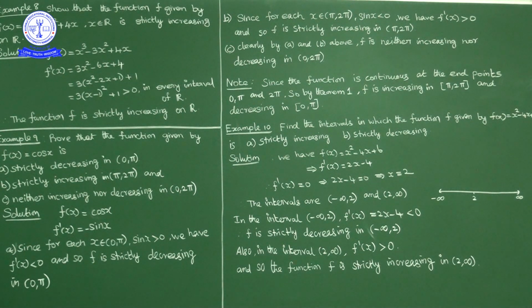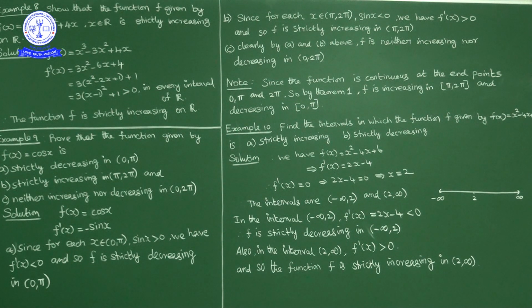Now consider any number above 2, say 3. Then 3 times 2 is 6, minus 4 is 2, which is positive. So f dash of x is positive for every number between 2 and infinity. Since f dash of x is greater than 0 there, f of x is an increasing function in the interval 2 to infinity.